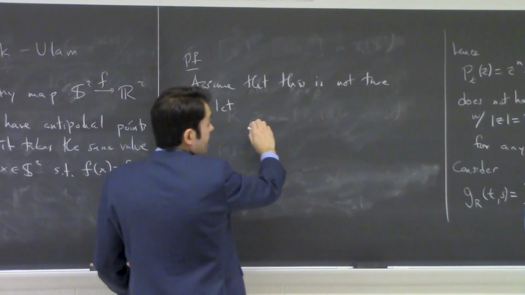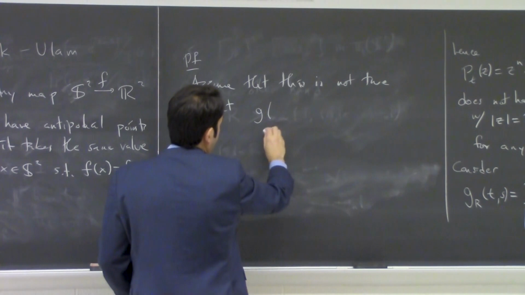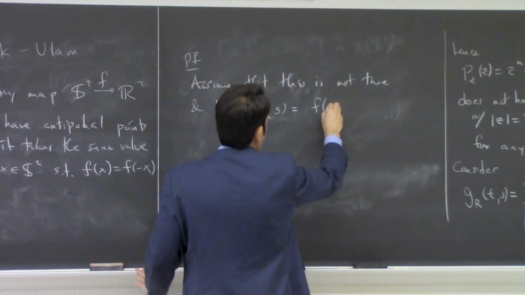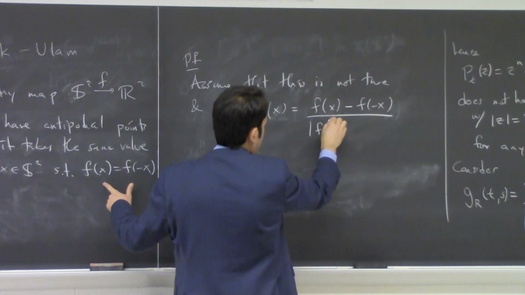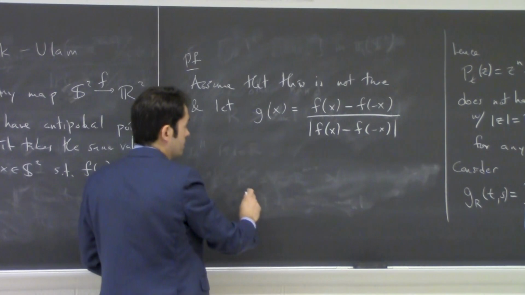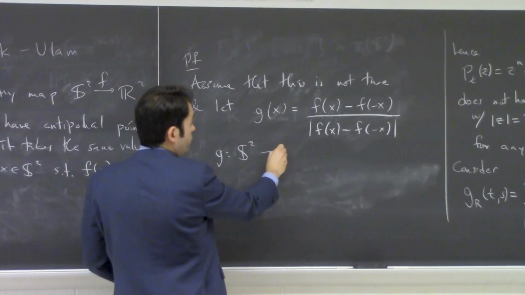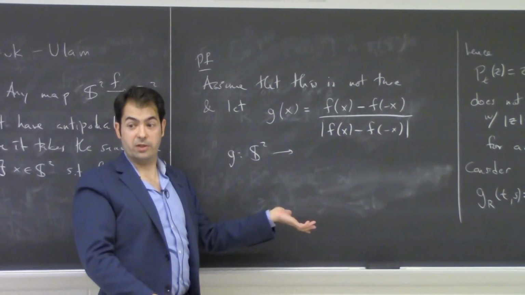And so let G of S be, so take F of, let's say G of X, F of X minus F of minus X, and then divide by the difference. So G takes points on S2, and then this is a vector in R2, but I divide by its length, so I end up with something on the circle.